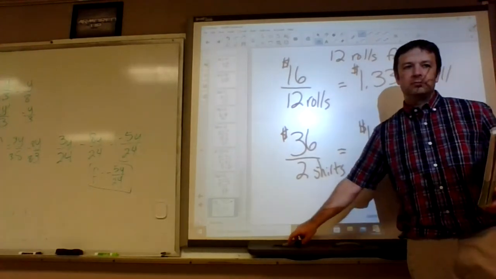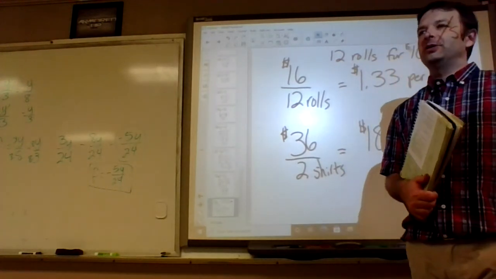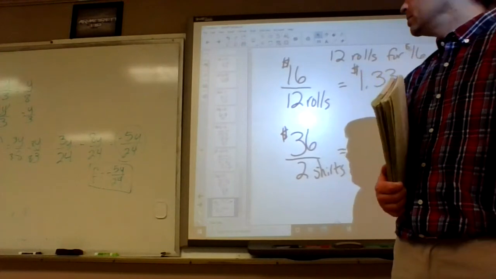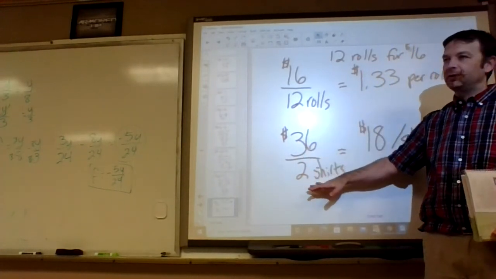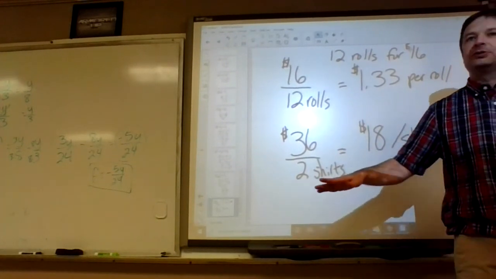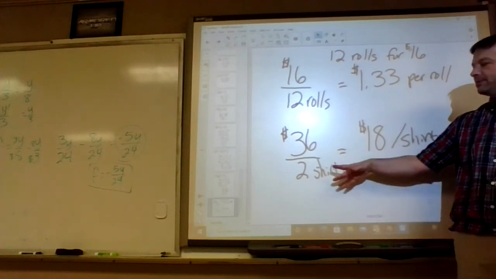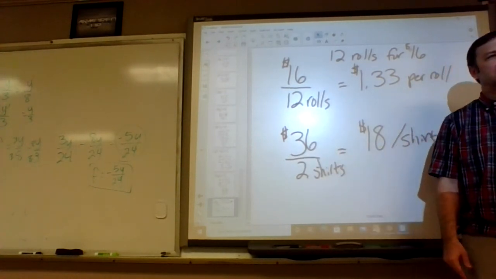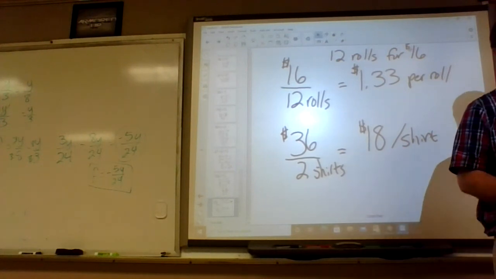It said you're buying 1 shirt for $36, but you're getting a second for free. So really, we're paying $36 for 2 shirts, which is $18 per shirt. Divide by 2. Does that make sense?